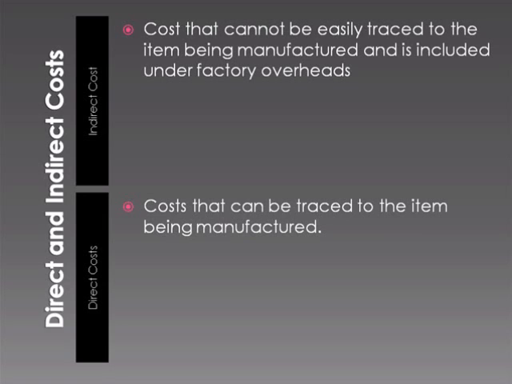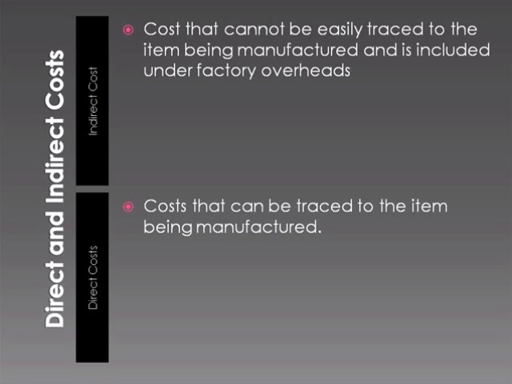For example, the pay of a machine operator making a particular item will be direct labor. The pay of a foreman in charge of many men on different jobs will be indirect labor and will be part of factory overhead expenses. I repeat, the pay of a machine operator making a particular item will be direct labor, and the pay of a foreman in charge of many men on different jobs will be indirect labor. You can pause the video and listen again to what I just said. The indirect labor will be a part of factory overheads.